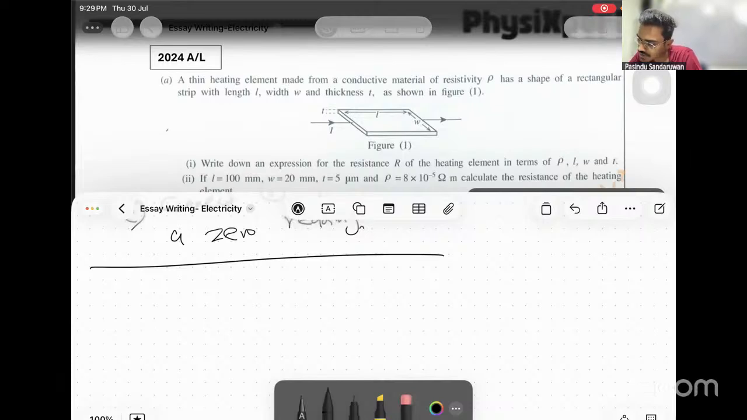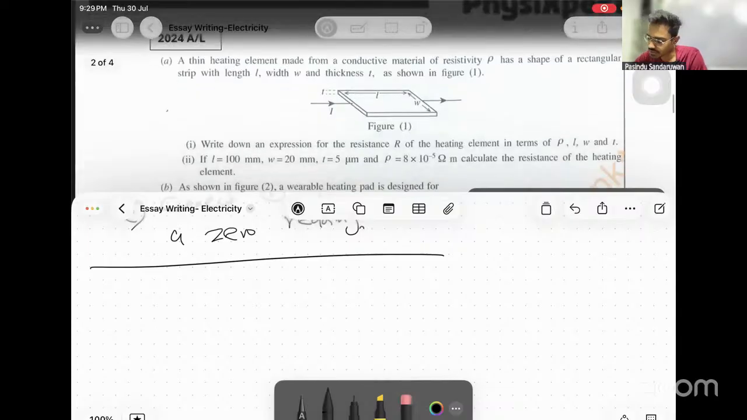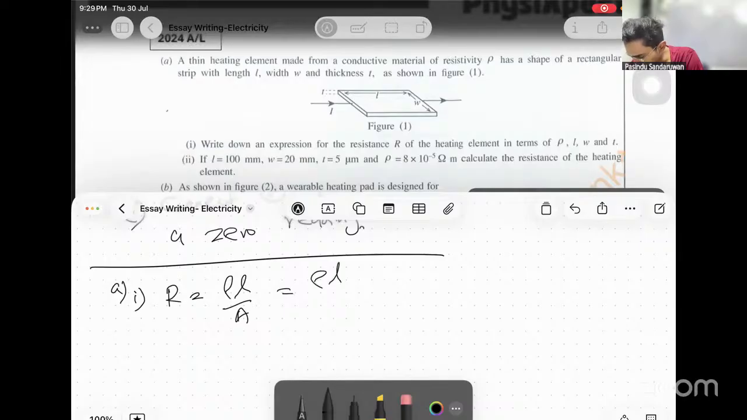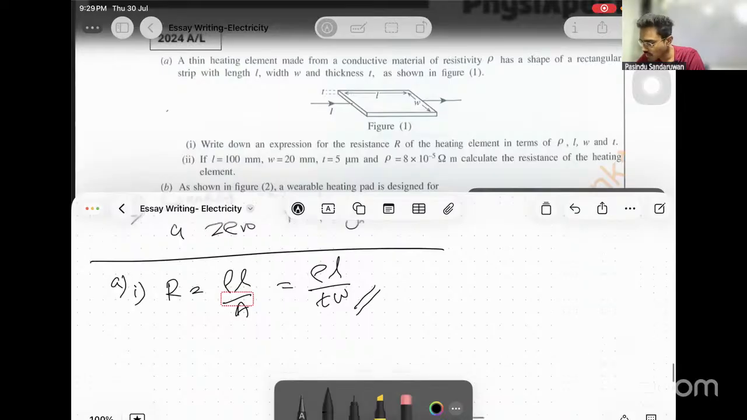2024. A thin heating element made from a conductive material of resistivity rho has the shape of a rectangular strip with a length L, width W, and thickness T, as shown in figure 1. First one: write down an expression for the resistance R of the heating element in terms of rho, L, W, T. We know R equals rho L over A. The perpendicular area can be written as TW. Then R equals rho L over TW.